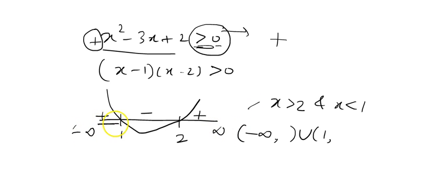So this region I want, so minus infinity to 1, and this region I have to take, so this is 2 to infinity. Over here this is 2 to infinity, so I'll just write 2 to infinity. So this is how we solve quadratic inequality.